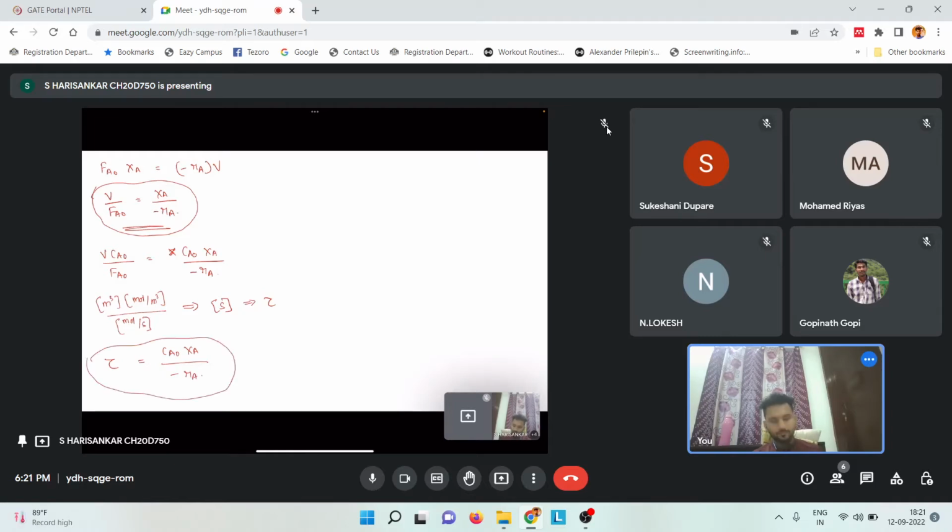So this is another form of the general equation for CSTR in terms of space-time tau. And we can again make this into a different form. We know that CA is equal to CA0 into 1 minus XA. So basically CA0 minus CA is equal to CA0 XA. So just substitute this CA0 XA here and we get tau is equal to CA0 minus CA by minus R.